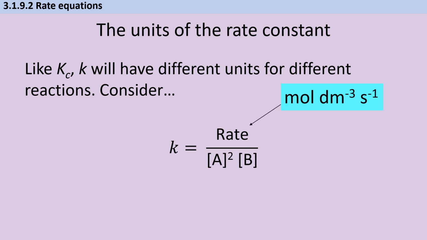Rate is measured in moles per decimeter cubed per second, and concentration is measured in moles per decimeter cubed. That means that if your rate equation only contains one concentration term, then your units for K will be seconds to the -1, and then if it contains two terms, it will be moles to the -1 decimeters cubed, seconds to the -1, and so on and so forth.